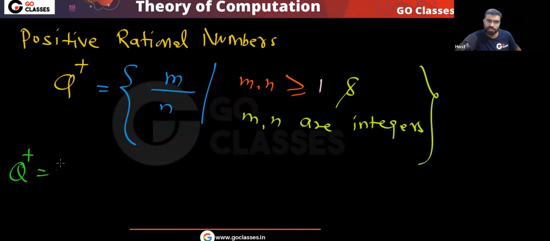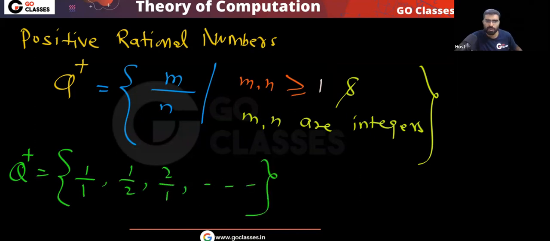So this is the definition of positive rational numbers. In the positive rational numbers, you have numbers like 1 by 1, 1 by 2, 2 by 1, and so on. All the numbers which you can write as m by n, where m, n are integers, both greater than or equal to 1. This is the definition of a positive rational number.